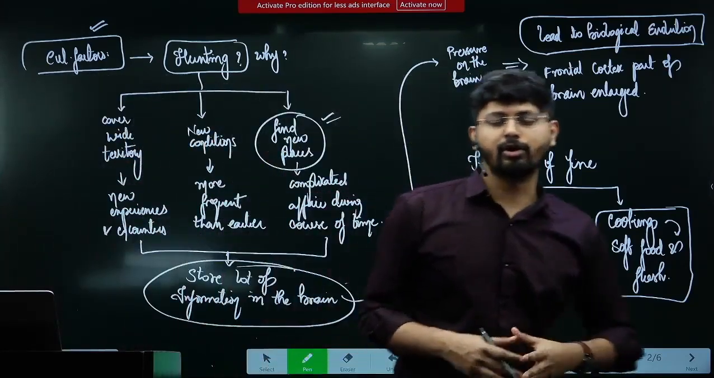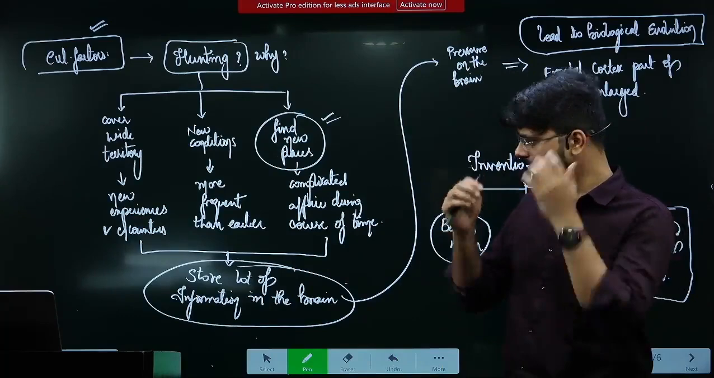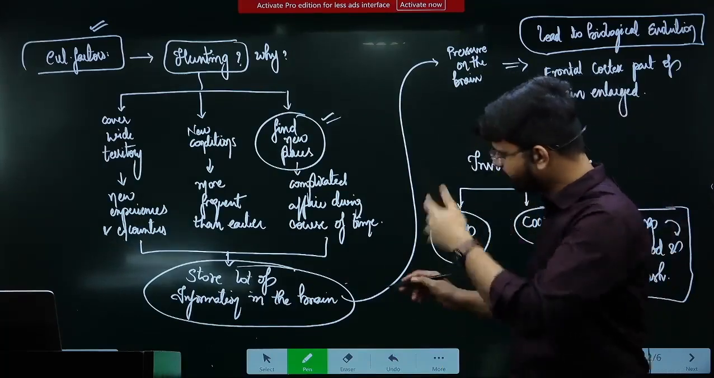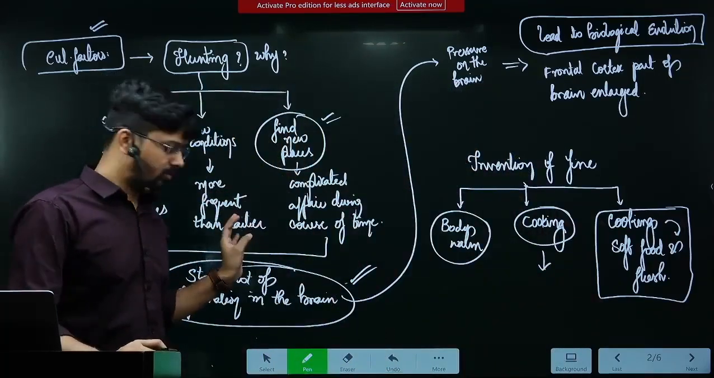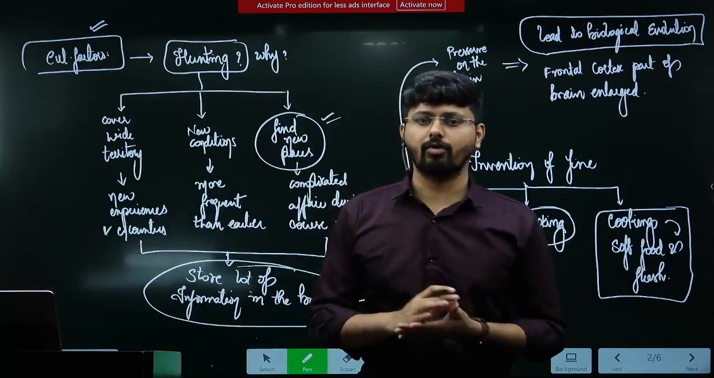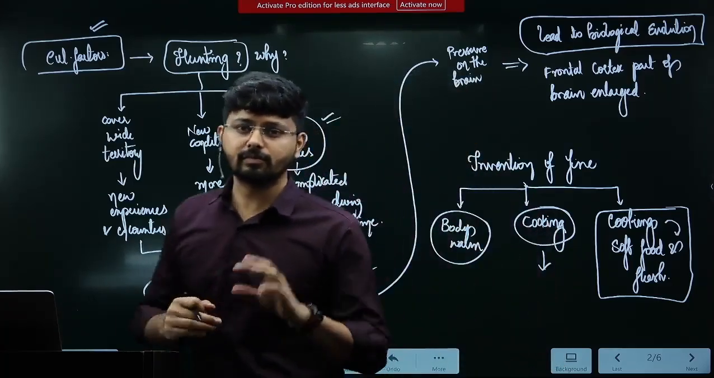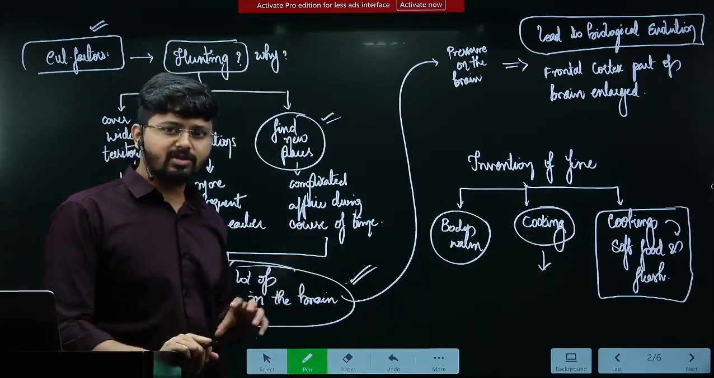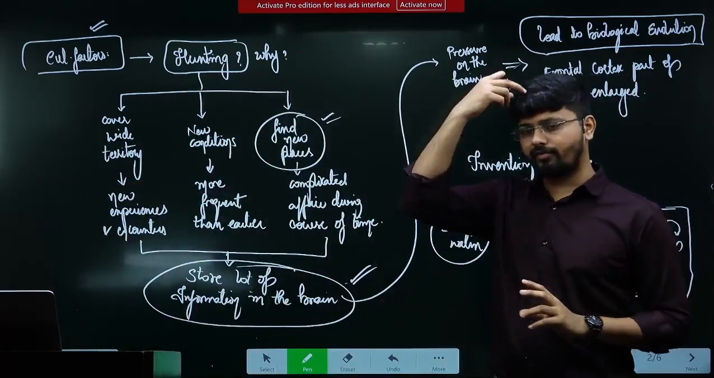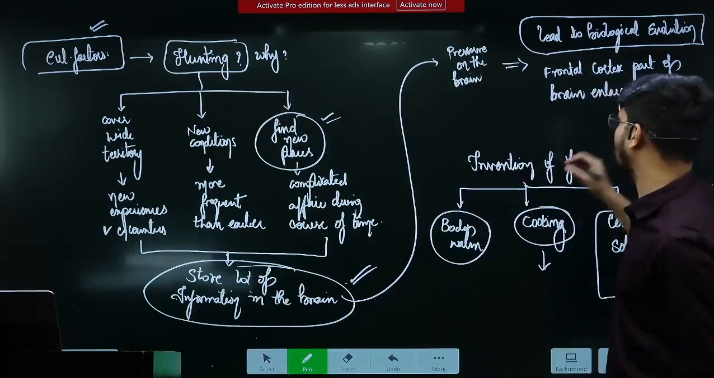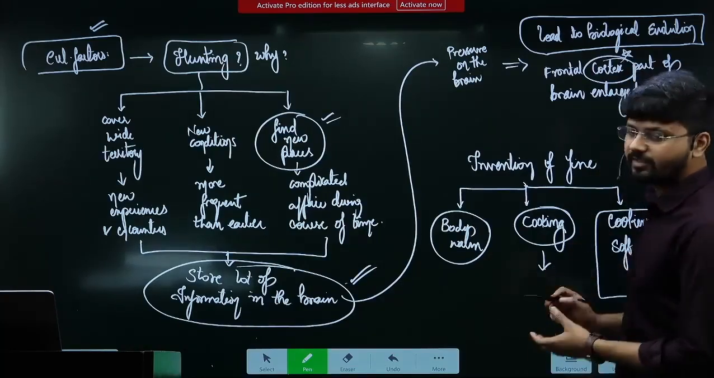Because of that, we had to move towards the other way of living, that is hunting and gathering. Especially in that process, we come across these things, and we have a lot of information. Now we have to store that information in the brain. Because of that, there is pressure on the brain. When pressure is acting on the brain, it has led to the enlargement of frontal parts of the brain, which is called the cortex.